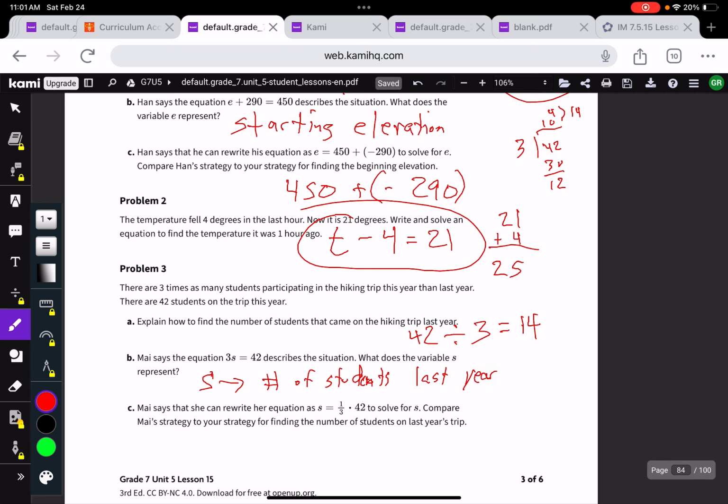My S's and 5s always look the same. So 3 times the number of students last year. If we triple the number of students, a number and a letter next to one another mean multiply.